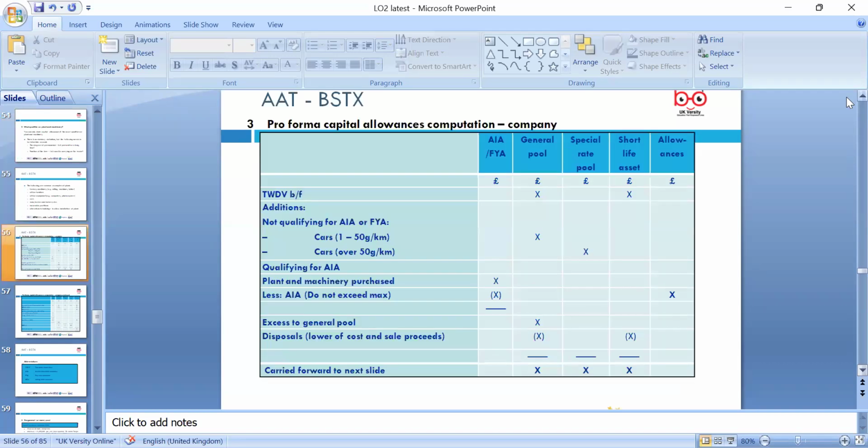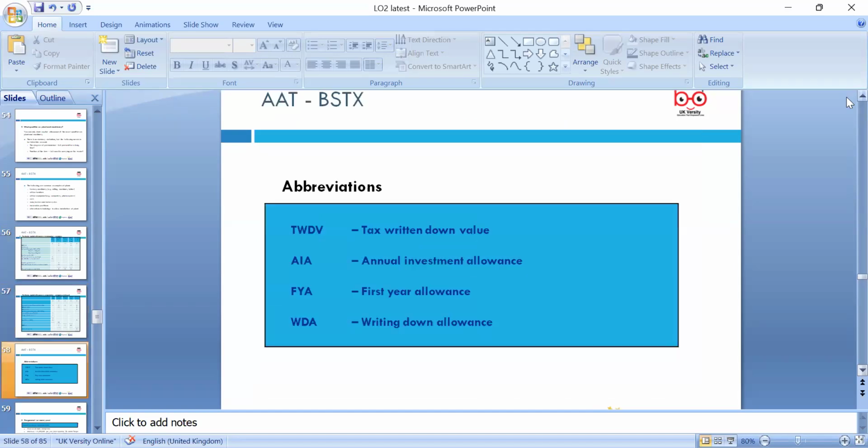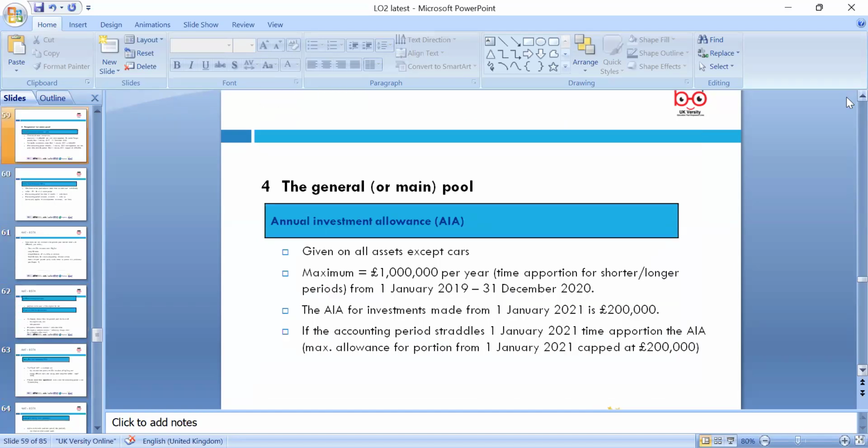We can use the annual investment allowance, main pool, special rate pool, short life assets, and these in the first year and all. And then 18%, 6%, you have to look at each year's rate, and then we can calculate these. So the maximum is 1 million per year. The time proportion can be shorter or longer than the period.